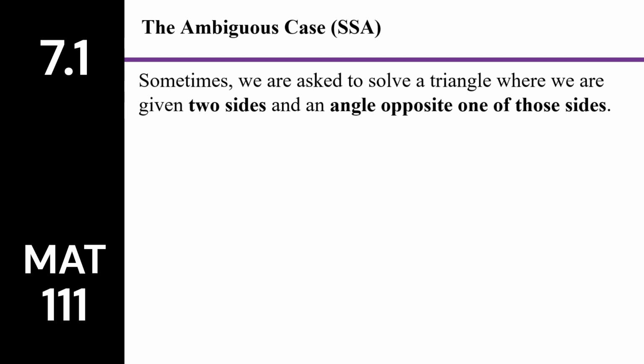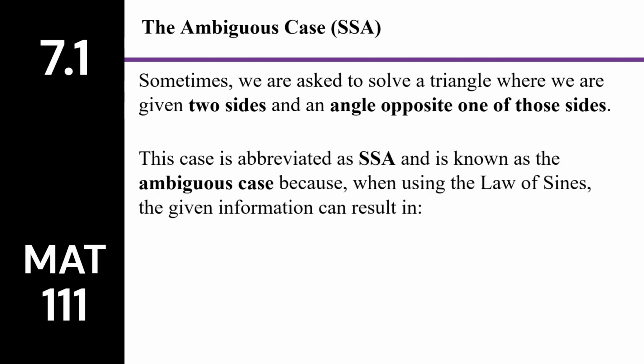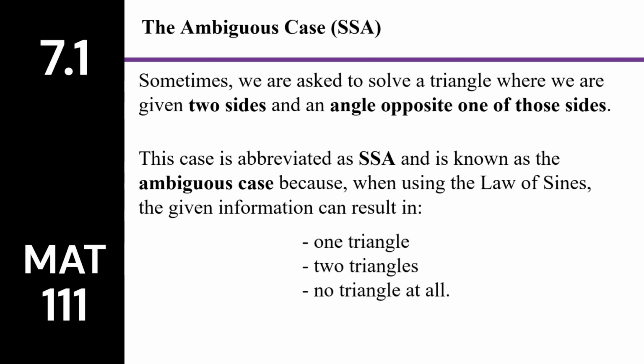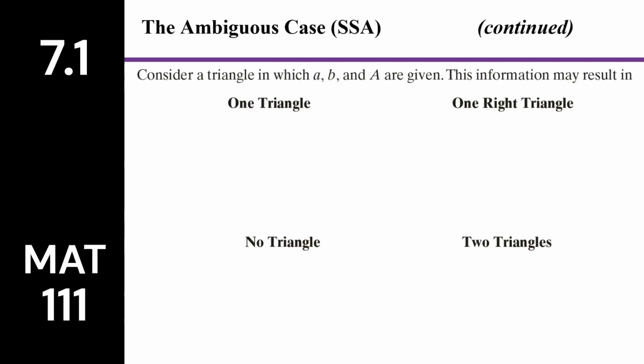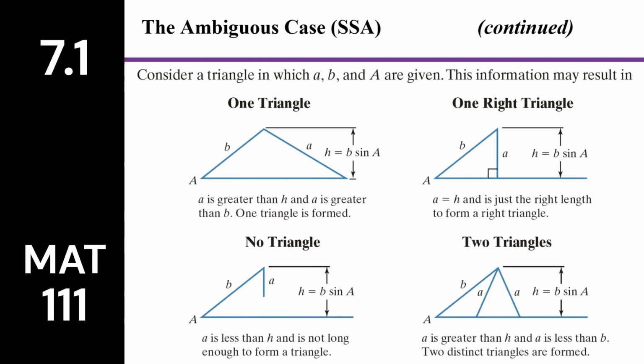Sometimes we're asked to solve a triangle where we know 2 sides and the opposite angle of one of those sides. This case is abbreviated as SSA and is known as the ambiguous case. It's ambiguous because it can lead to one triangle, two triangles, or no triangle at all. We can visualize these with these diagrams.